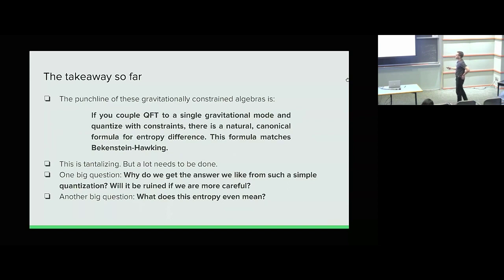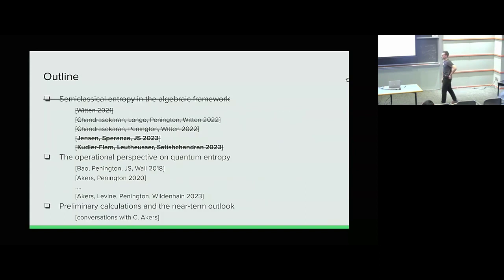What I am going to talk about is another big question, which is, what does this entropy even mean? We computed this very naive formula where we just said we're trying to compute something like trace rho log rho, and we got something that looked like Bekenstein-Hawking at the end, but we want Bekenstein-Hawking to count states or to talk about the statistics of a microscopic theory or something like that. And what we've done so far doesn't tell us that at all. Okay, so that's what I want to spend the rest of the talk on.